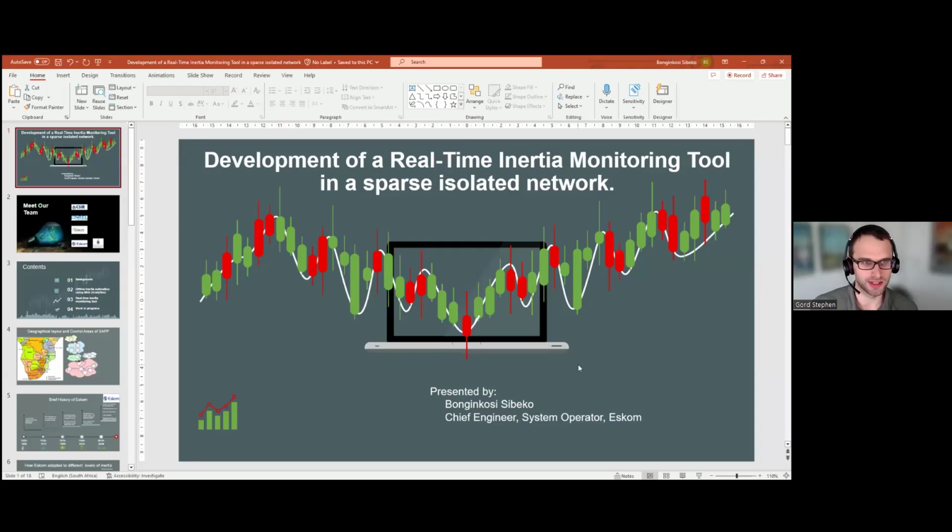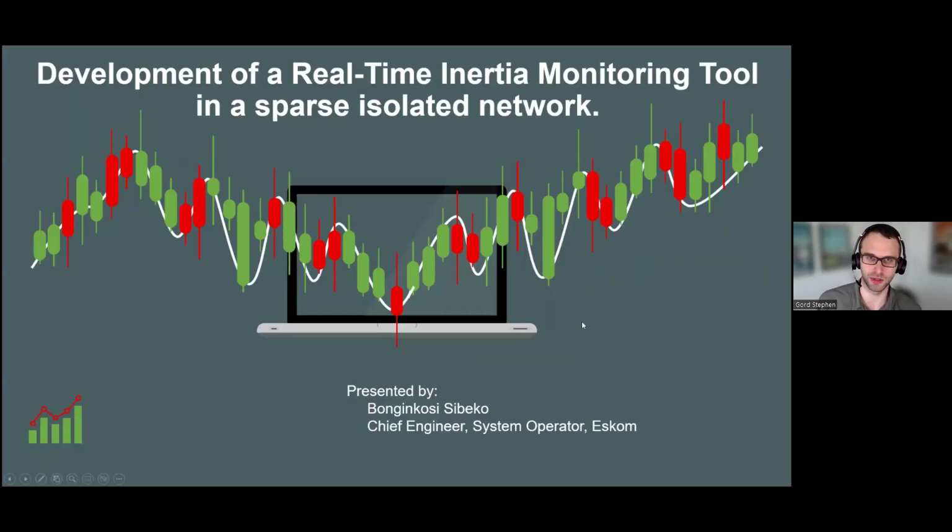Bonginkosi Sibeko serves as chief engineer at the South African system operator Eskom. Over the past 20 years, he's worked in power system network planning, real-time risk analysis, supply quality, information flow of recent power system events, optimization of the transmission network, support of short-term market tools, dynamic studies, frequency and voltage control operations, planning, and outage scheduling. So Bongs is going to give us a deeper dive into Eskom's particular experiences around inertia monitoring and management, and their experiences working with that G-PST tool that Lena alluded to earlier. So Bongs, over to you.